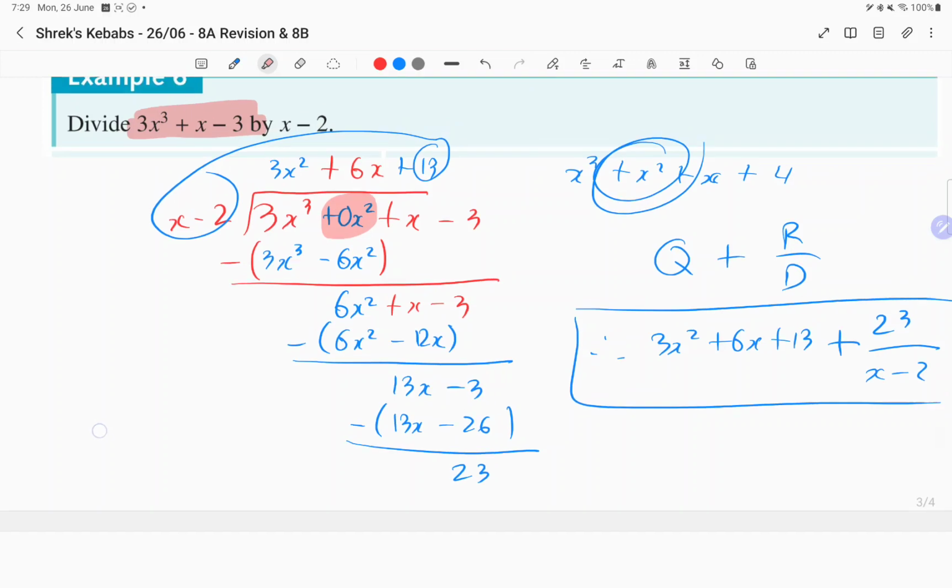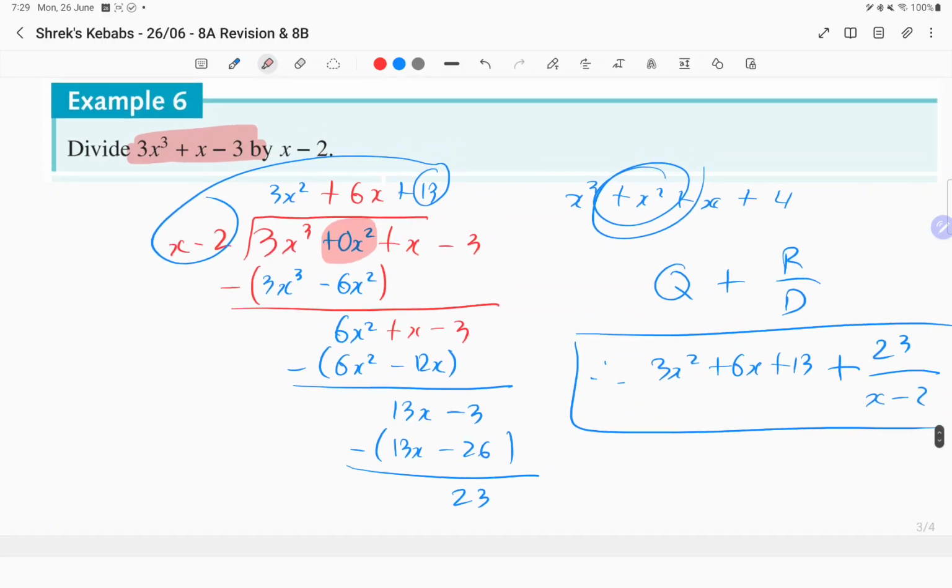Does it always have to be 0? Always 0, because there's nothing there, which means the coefficient is 0. So if it's missing the x squared term, you put plus 0x squared. If it's missing the x term, you put plus 0x. So the coefficient is 0, and you're going to do 0 minus something later.